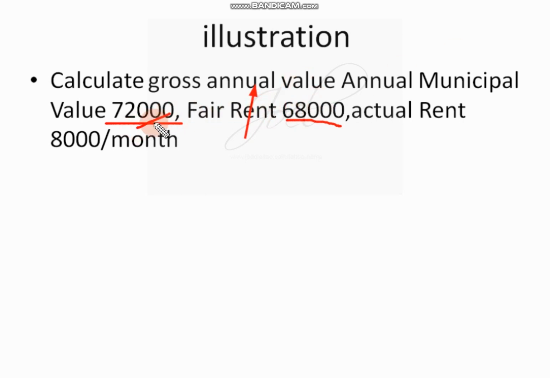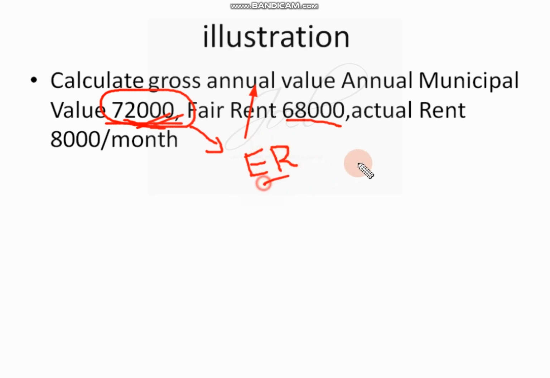So that 72,000 and standard rent we are supposed to consider. Standard rent and 72,000, whichever is less, we are supposed to consider. Here in this problem standard rent is not there, that means 72,000 itself will remain as the amount. What is this 72,000 rupees? That is our expected rent. So 72,000 is my expected rent.